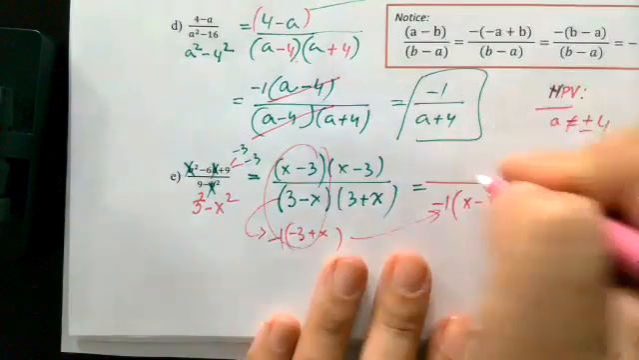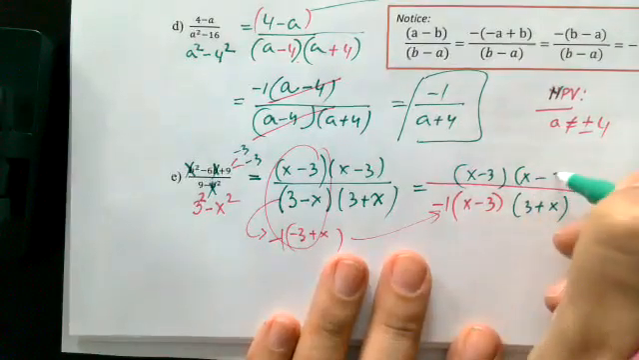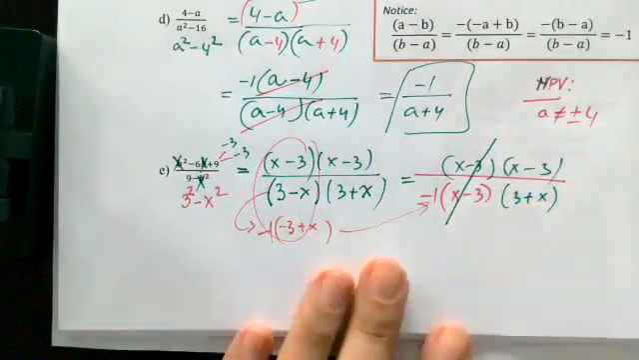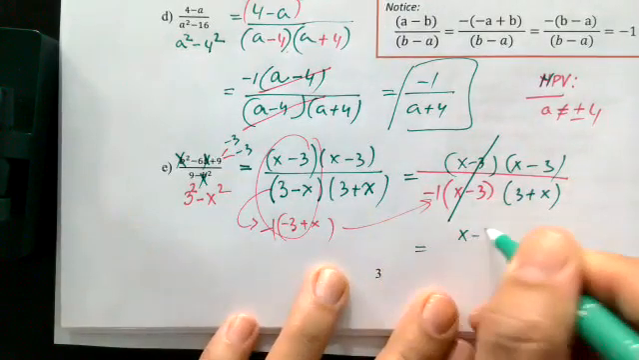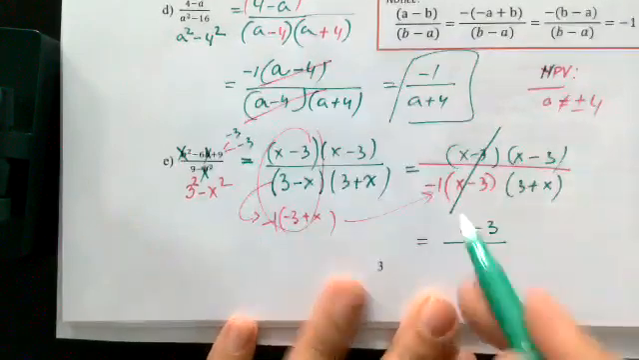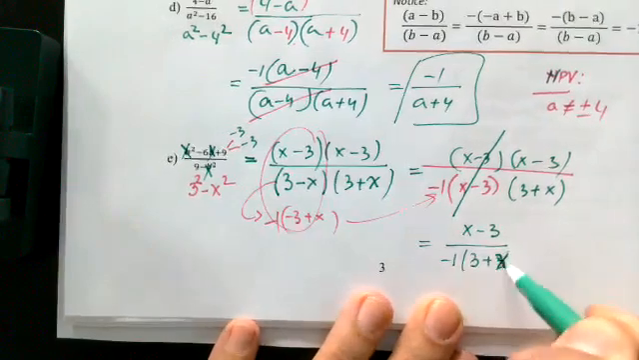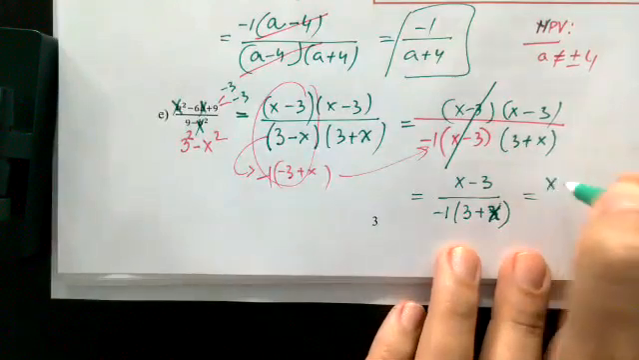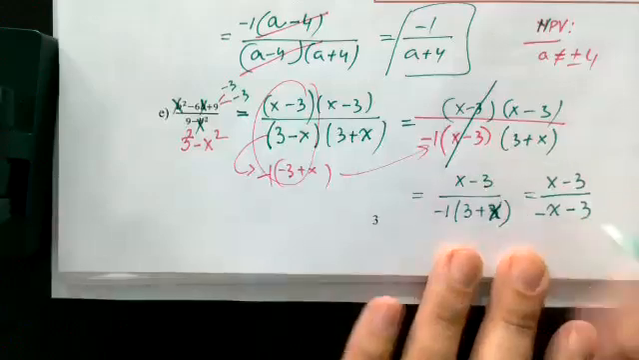And at the top we have x minus 3 times itself. And now we can cancel the x minus 3. And we're left with x minus 3 over -1 times 3 plus x. And I'm going to open up the bracket now. x minus 3 over -x, -3.